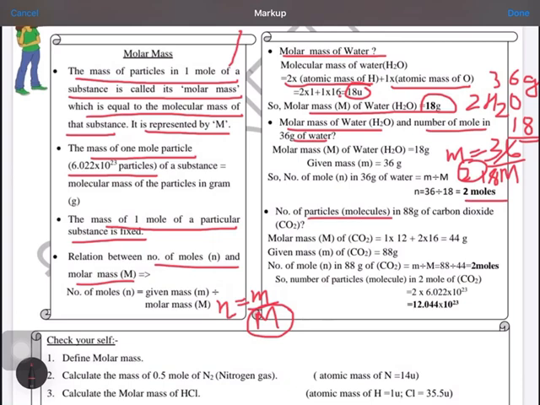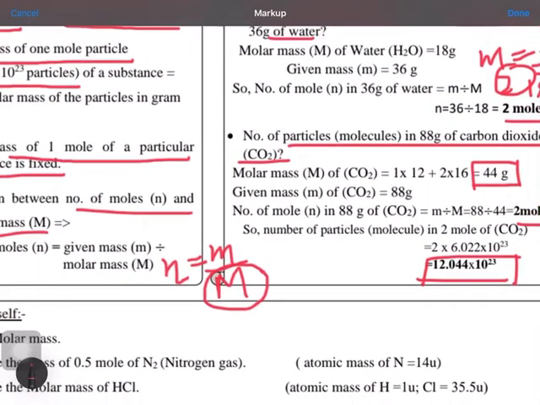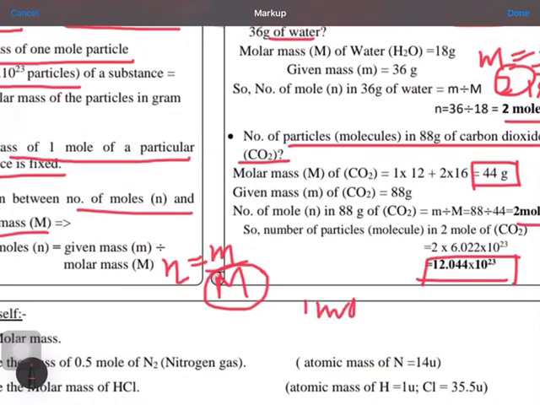Number of particles, that means molecules, in 88 gram of carbon dioxide. The molar mass of carbon dioxide will be 44 grams, and how much have we been given? We have been given 88, so 88 upon 44 comes out to be 2 moles. So for the number of particles, 1 mole of any element or compound has 6.022 into 10 raised to power 23 particles, and 2 moles will be 2 into that, so it will be 12.044 into 10 raised to power 23.